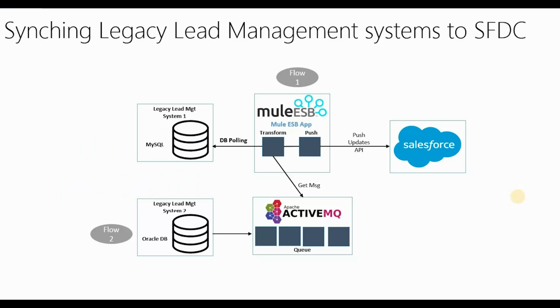This diagram shows the architecture of the first two applications synchronizing legacy lead management systems with Salesforce. In Flow 1, which is contained in Application 1, we are using the Database Adapter to pull data from a MySQL database, transform it and push it into Salesforce. In Flow 2, which is contained in Application 2, we made use of the Database Adapter to pull data from an Oracle database and push it into ActiveMQ. This data is then read from the queue and pushed into SFDC.